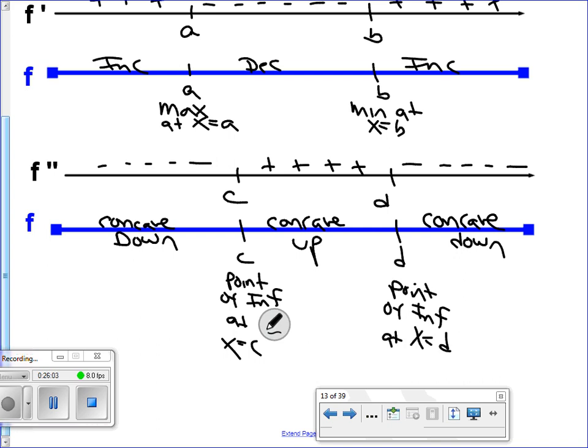Depending upon what you're asked for, you make the first or the second derivative sign chart. So let's try one.